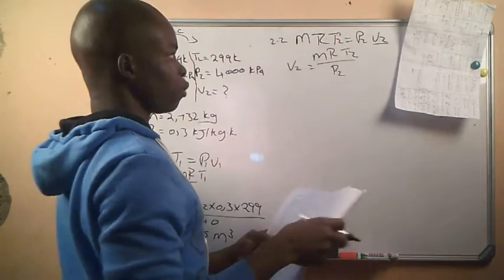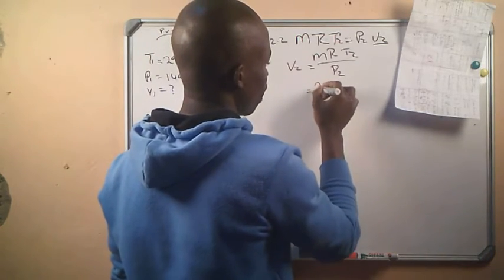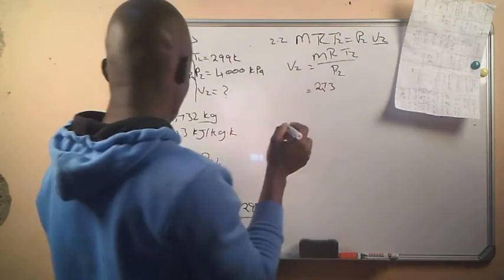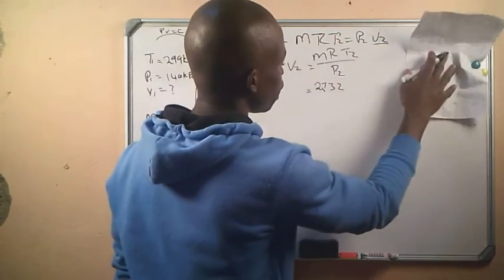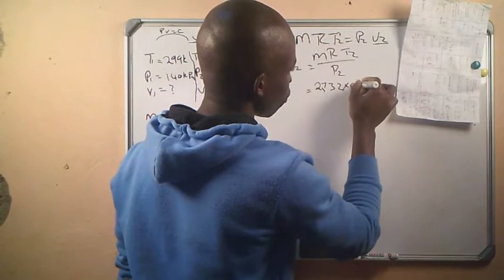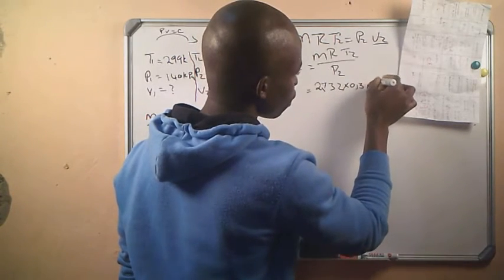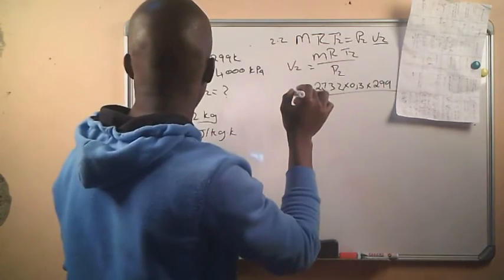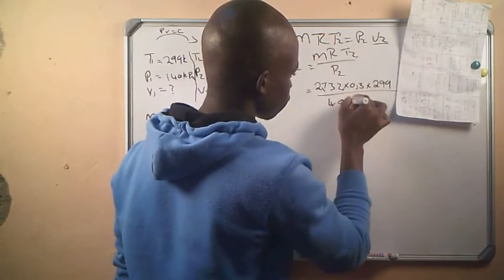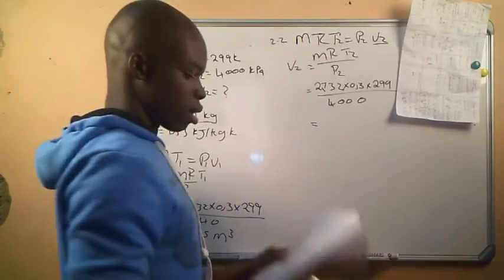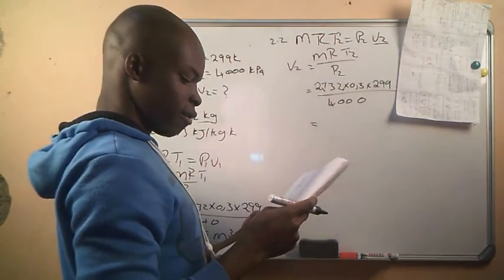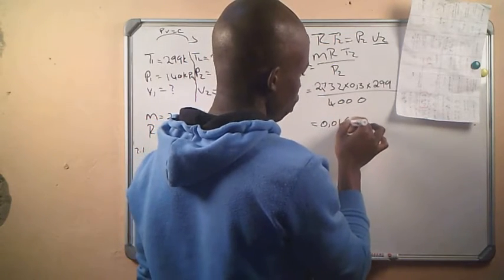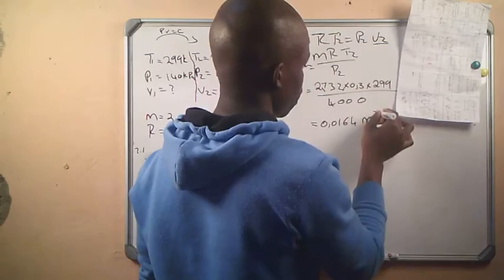And then we substitute. Our mass is 2.732, and then our gas constant 0.3, our temperature 299, and then our pressure is 4,000. Our answer for V2 is 0.0184 meter cube.